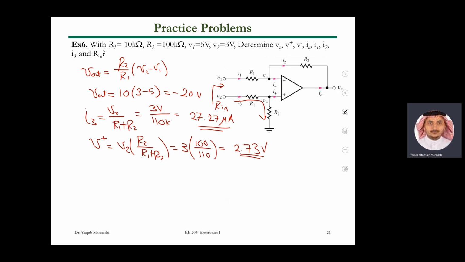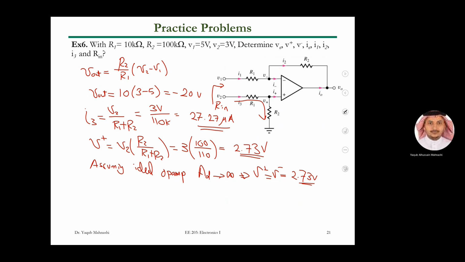V minus. What is V minus? How can I find V minus? Exactly. Because it is an ideal op-amp, almost ideal op-amp. I mean, it's not shown there, but we can say, assuming ideal. Of course, our analysis before was an assumption of an ideal op-amp. Assuming ideal op-amp, which means A_D, or A, is infinite, it means now V positive equals V negative equals 2.73. And if you know V negative to be 2.73, how much current I1 is flowing?